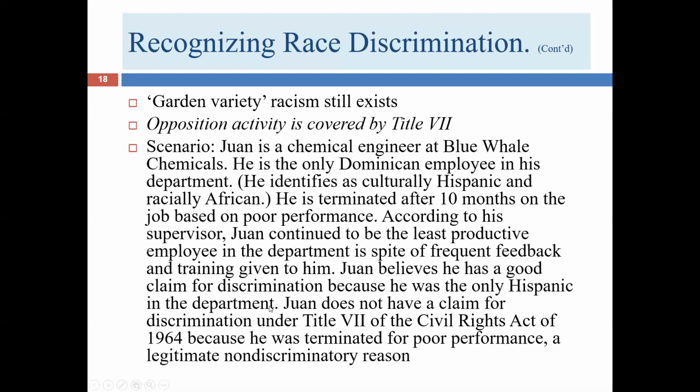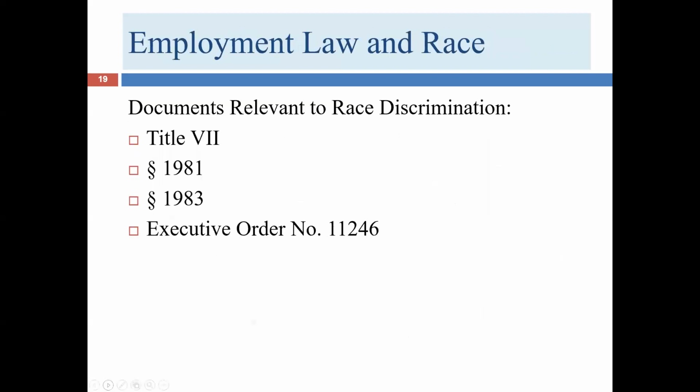department. If the employer can prove that Juan was really the least productive person and that Juan was given frequent feedback and training, then the employer is likely to prevail in the case. On the other hand, if the employer can't substantiate those things, then Juan may be successful in his claim. But obviously, poor job performance is a legitimate non-discriminatory reason to take an action against somebody.